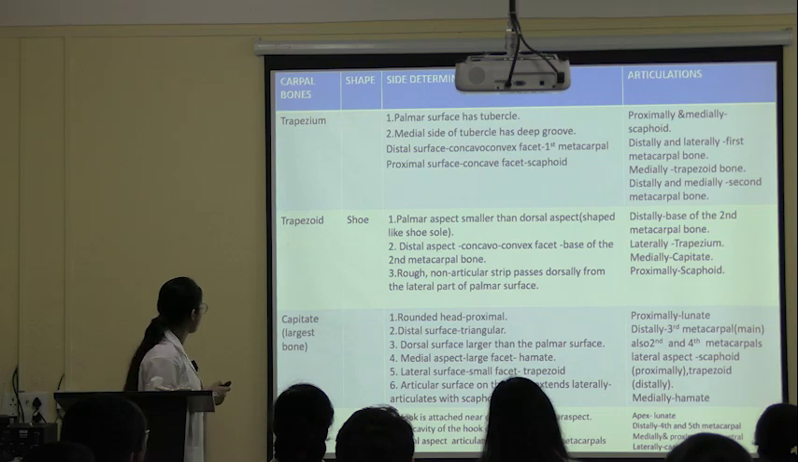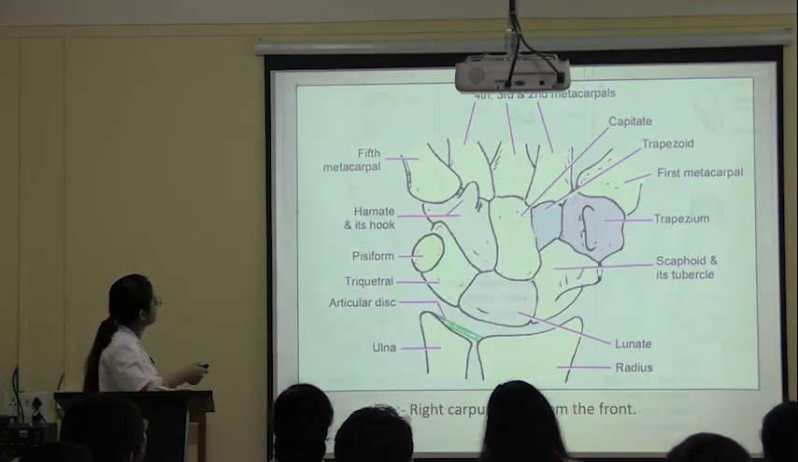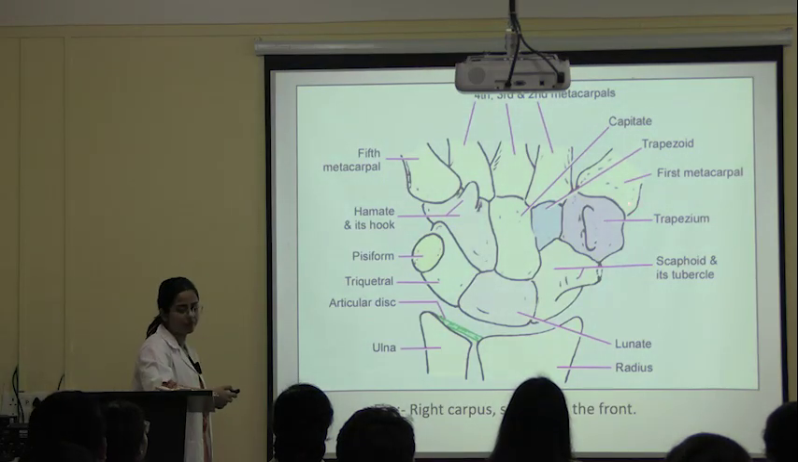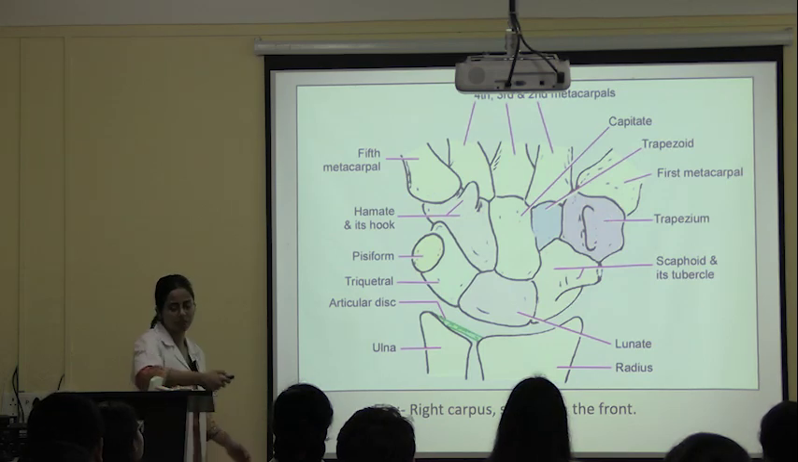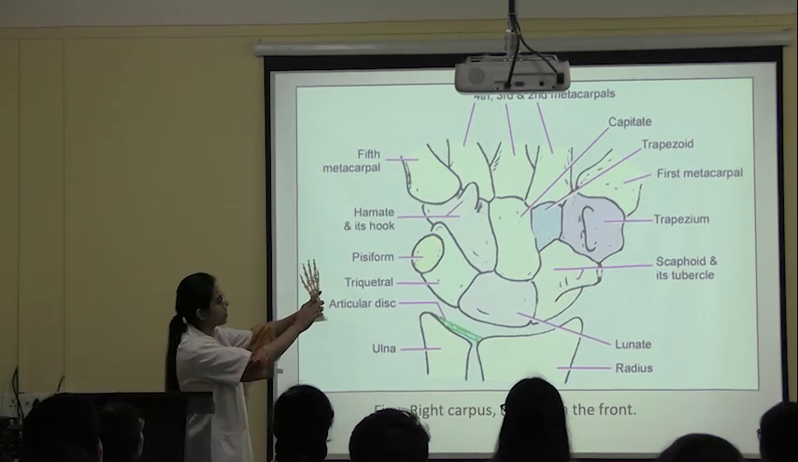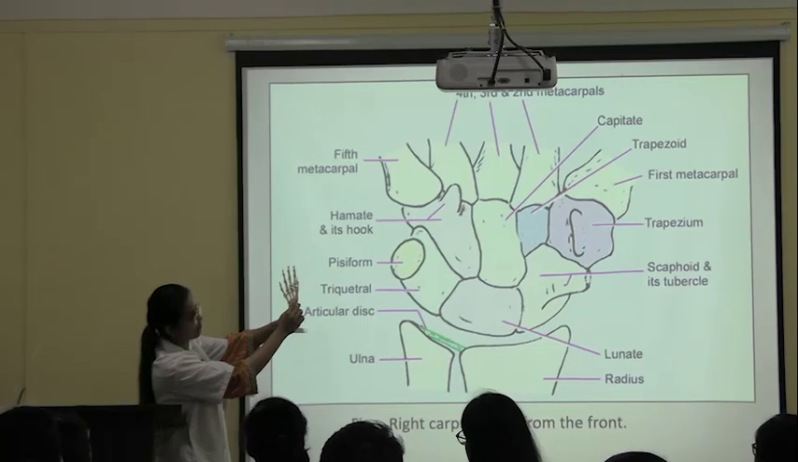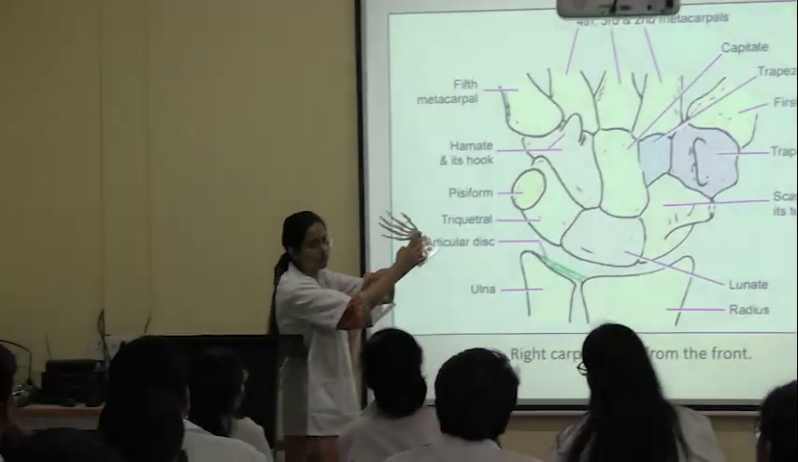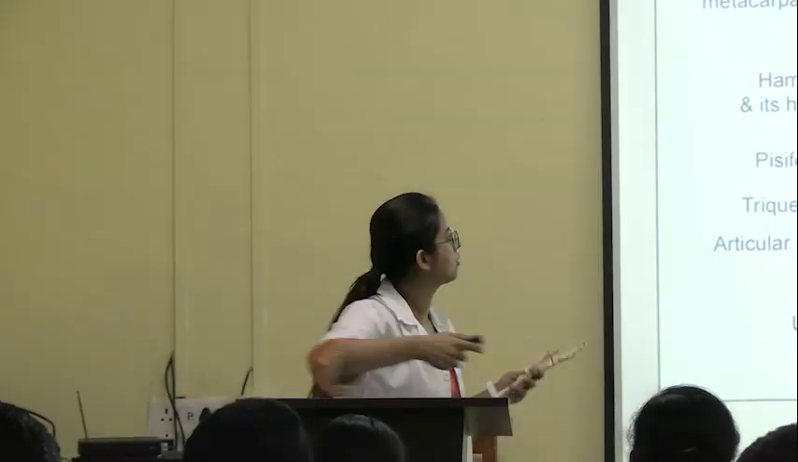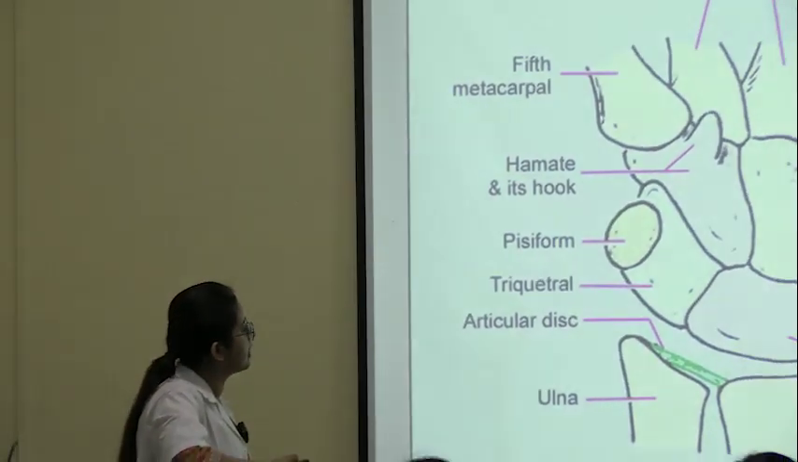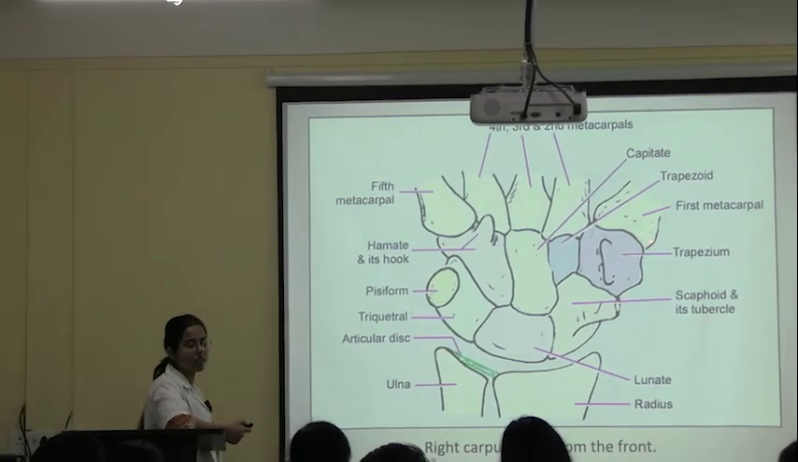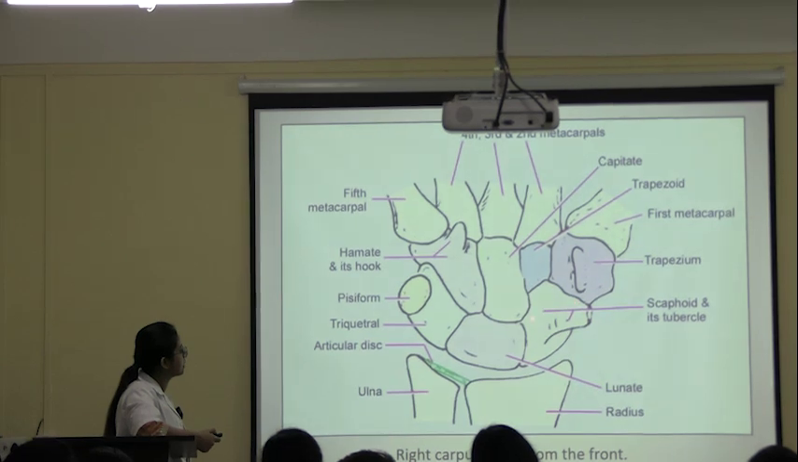Now trapezium, trapezoid, capitate and hamate. Now this is the trapezium bone. You can see that it is the tubercle of the trapezium. This is the tubercle of the trapezium. And you can see there is a deep groove medially. Then again the articular surfaces: medially with trapezoid, then distally base of the first metacarpal and proximally scaphoid.